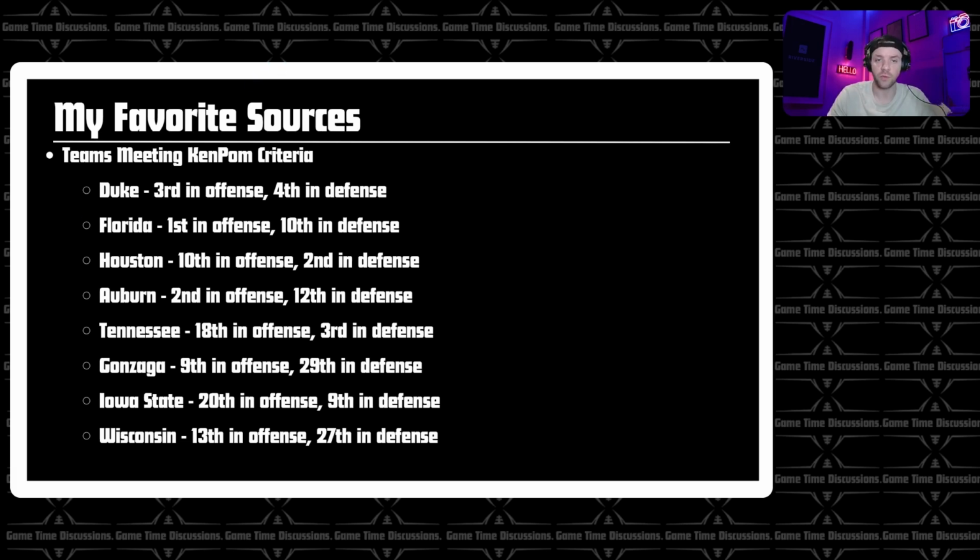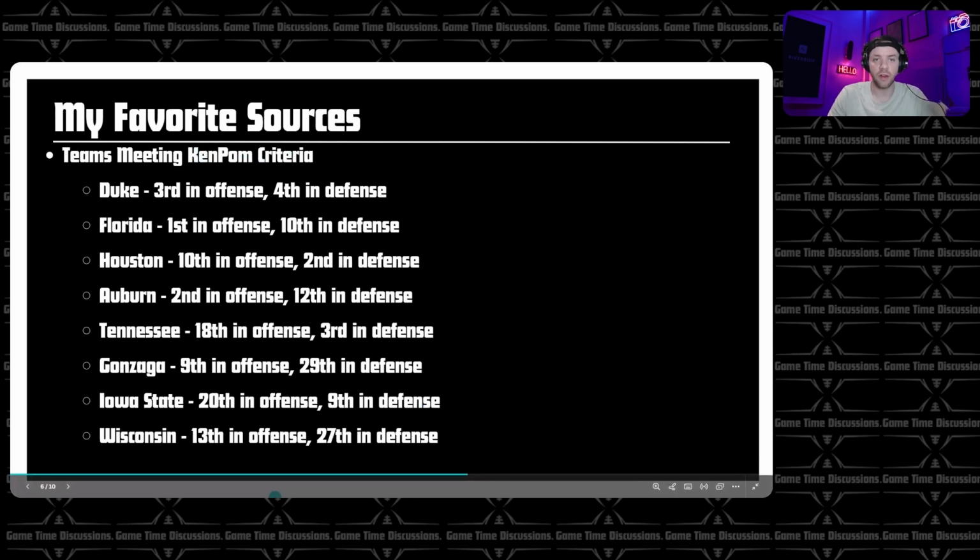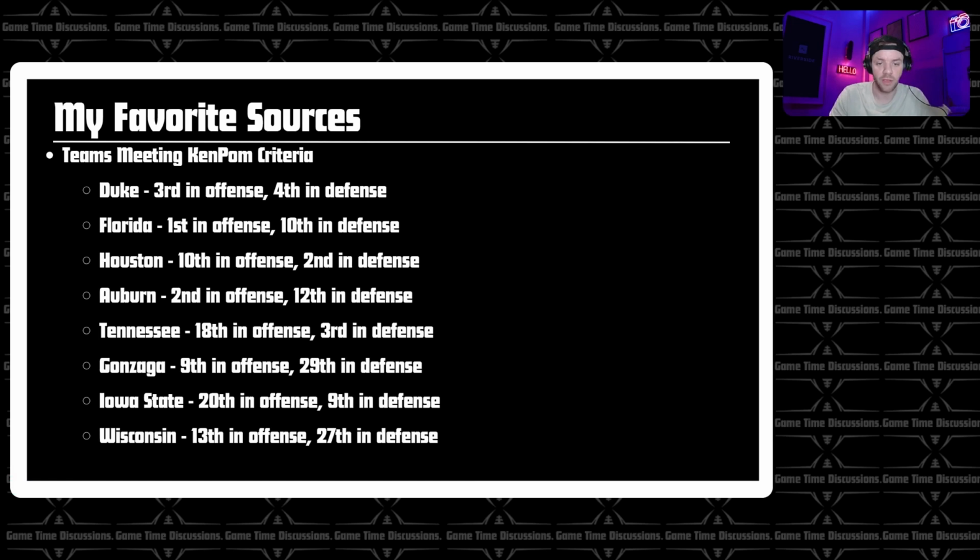Gonzaga, 9th in offense, 29th in defense, so they barely snuck in there. Iowa State also barely snuck in there, 20th in offense, 9th in defense. And then Wisconsin is 13th in offense and 27th in defense. So these are some of the teams that you may not have thought of when you were thinking about, oh, where are these top elite teams I should be thinking about?